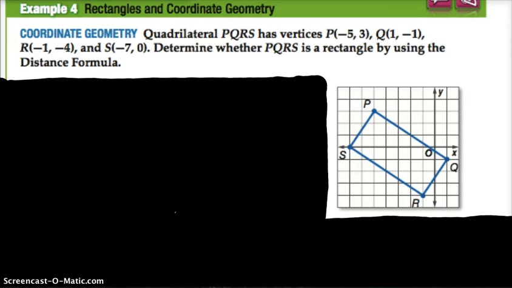So this brings us to example 4, rectangles and coordinate geometry. So here we've got this quadrilateral. They're giving us that much information. And we're told that we need to determine whether this quadrilateral is a rectangle by using the distance formula. So that's not a whole lot of information.